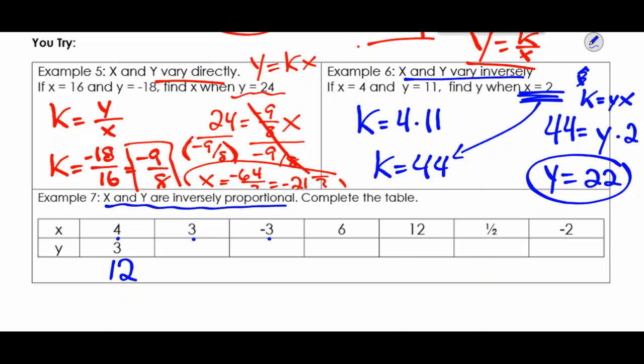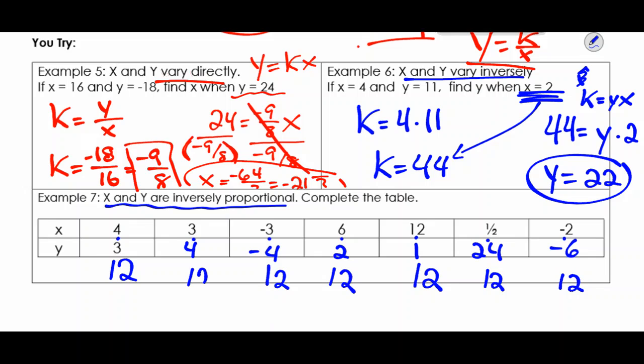That means all of these, x times y is the same number. It's always going to be 12. So here my y has to be 4. Here it's got to be negative 4. Here it has to be 2. It's got to be 1 there. A half times some number to give me 12, that has to be 24. And negative 2 times negative 6 would give me a positive 12. The constant has to remain the same. So basically all you're doing is 12 divided by x, and that tells you each of the y values.